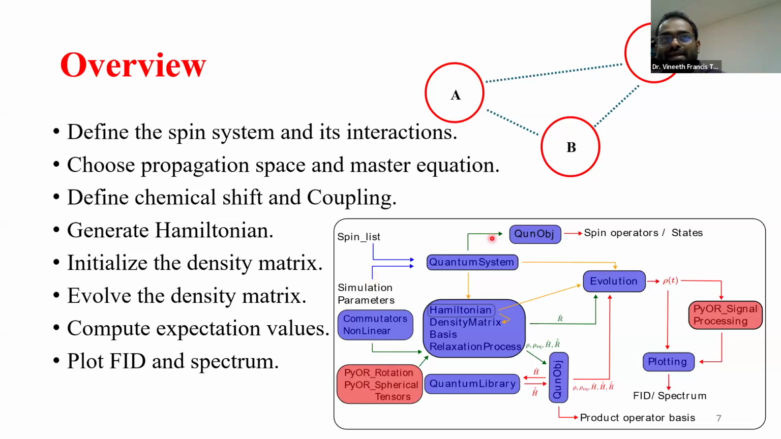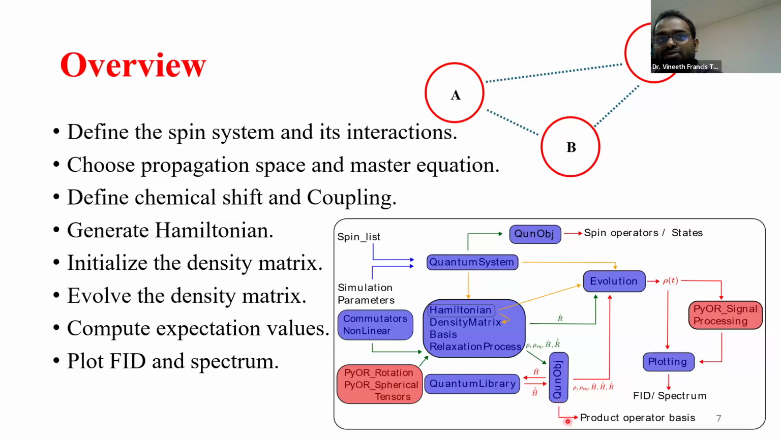You can see different arrows with different colors. Here, this blue is the input to PyOR, so we input the spin list and the parameters. And you can see the green arrows. They are internal. The classes are sharing information internally, so the user cannot access it. For example, in Hilbert space, the user doesn't need to think about relaxation. It will be automatically taken care of by the program. But if you come to Liouville space, then you can generate all the relaxation superoperators, and you can access them.